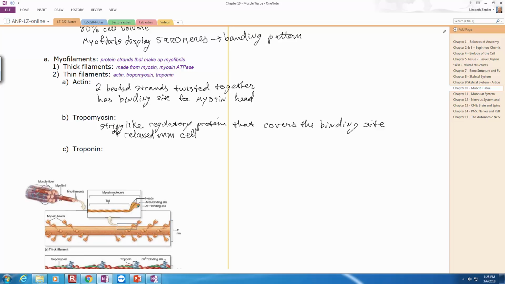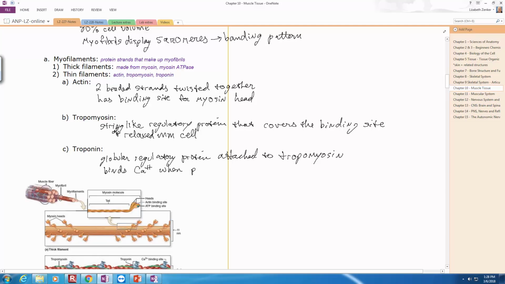Troponin is a globular, I kind of think he looks like a snowman in the picture in a second. Troponin is a globular regulatory protein attached to tropomyosin. It binds calcium, and my shorthand for calcium ions is Ca with 2 pluses on it, Ca++. So it binds calcium when present.